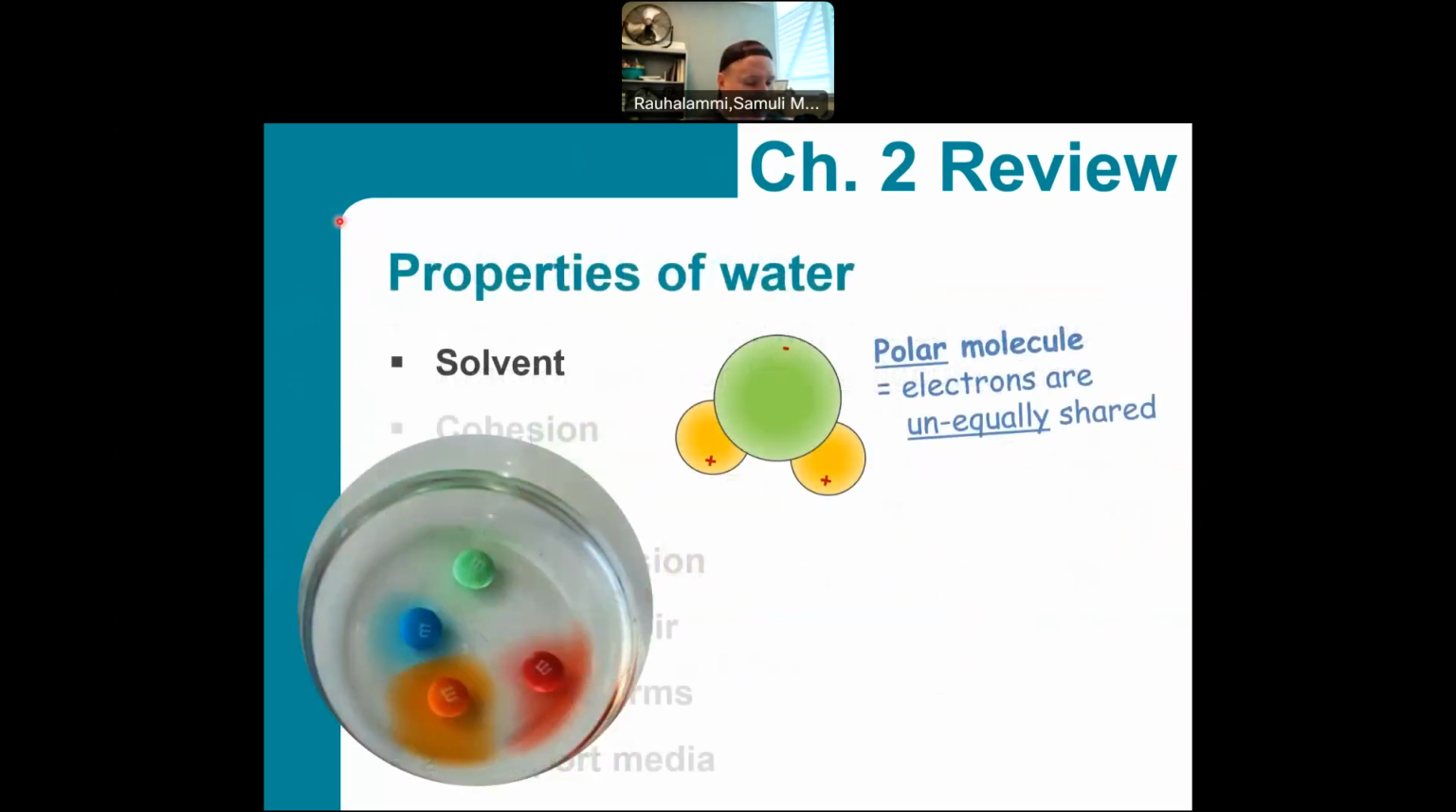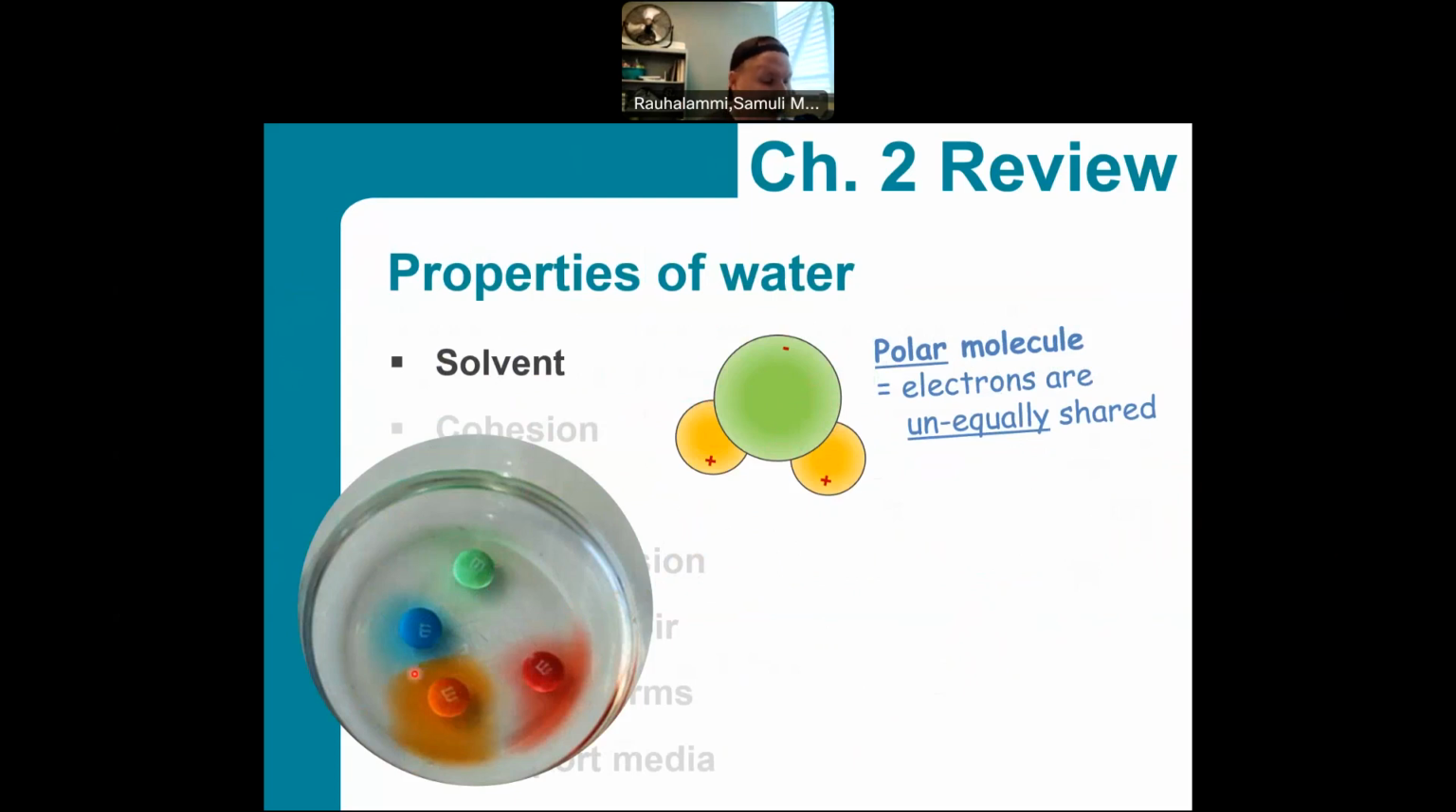So it really is because of this polar nature of water that we end up seeing a property that we give to water that's really important and very useful for us. And this property is that water is a great solvent for many things, thanks to the polar nature of the water molecules. So many things dissolve in water over time.